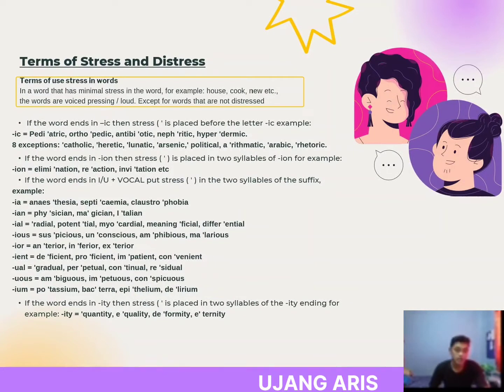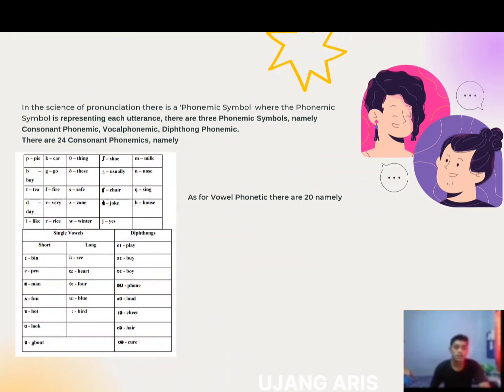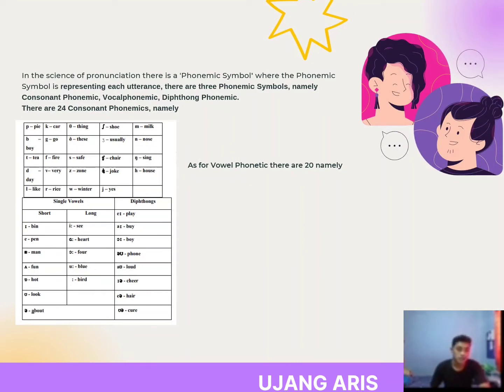If the word ends in -ity, stress is placed on the syllable before the -ity ending, for example: quantity, quality, deformity, eternity. The sense of pronunciation: there is a phonemic symbol. There are three kinds of phonemic symbols, namely consonant phonemes, vowel phonemes, and diphthong phonemes.